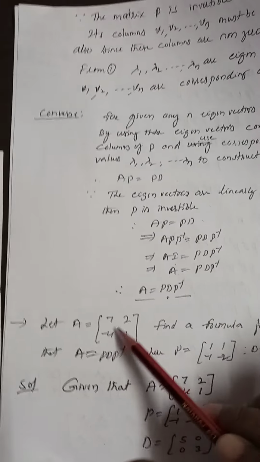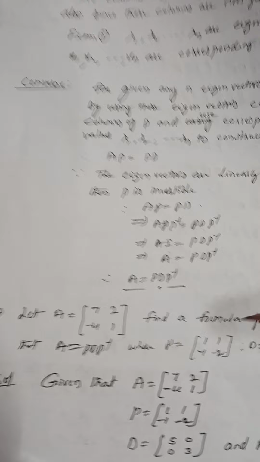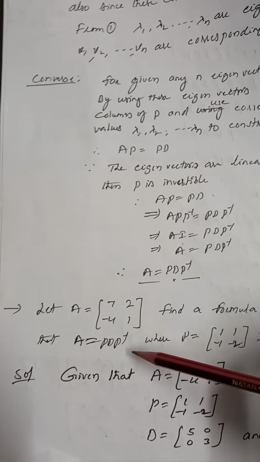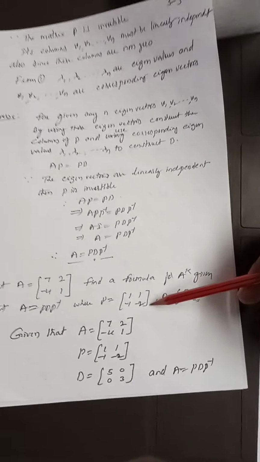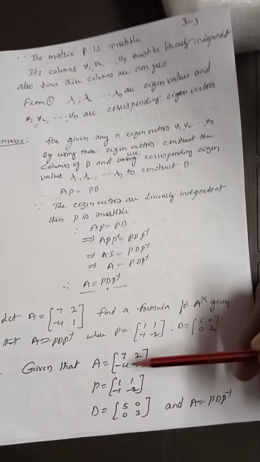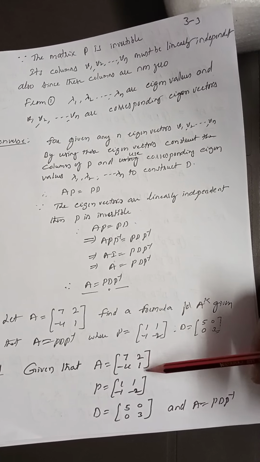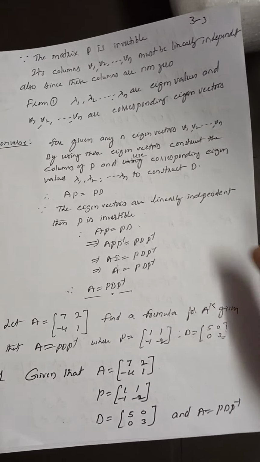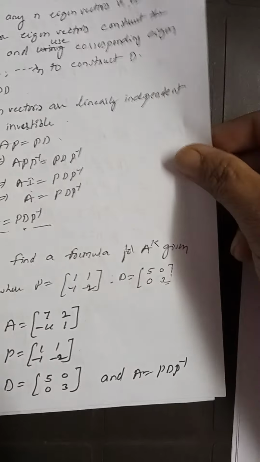Next one, problems. Let A be the matrix 7 2; minus 4 1, a 2 by 2 matrix. Find a formula for A^k, given that A is equal to PD P inverse, where P is equal to this matrix and D is equal to this matrix. Given that A is a 2 by 2 matrix, P is also a 2 by 2 matrix, D is equal to 5 0; 0 3, and A is given as PD P inverse.